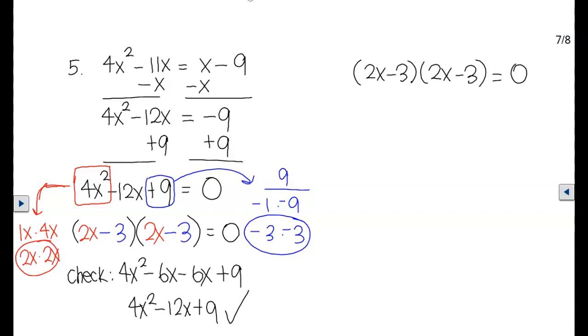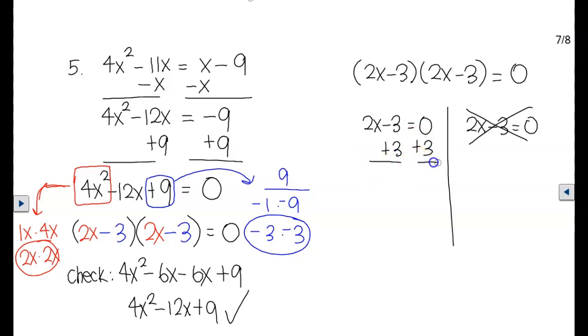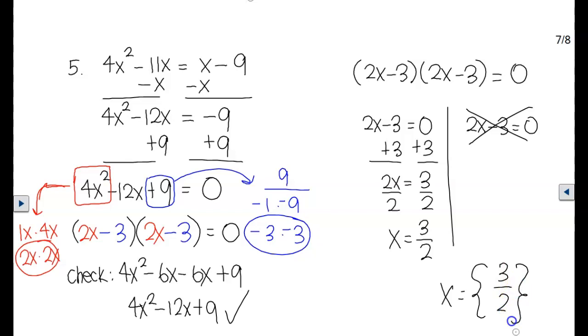All right, so we're up to that final step. We need to set each factor equal to 0 and solve for x. Your first factor is 2x minus 3. So we'll do 2x minus 3 equals 0. Your second factor is also 2x minus 3, so you'll get 2x minus 3 equals 0 there as well. There's no need to solve both of these because they solve the same way. We're going to add 3 to both sides, which will give us 2x is equal to 3. Divide each side by 2, and we'll get x is equal to 3/2. So x equals 3/2 will be our solution.